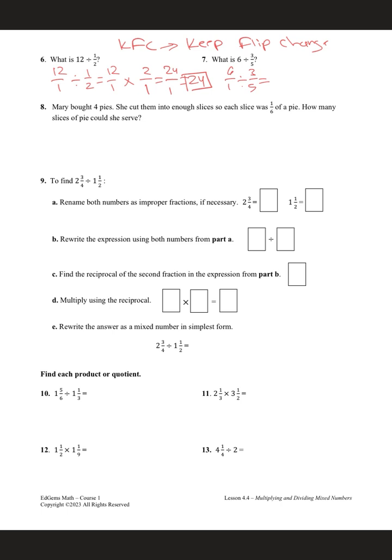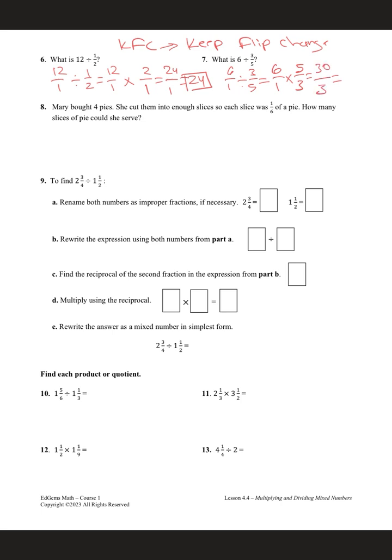So keep the first fraction the same. Flip the second fraction to its reciprocal. And then change the division to multiplication. And now we just multiply straight across. So 6 times 5 is 30. 1 times 3 is 3.